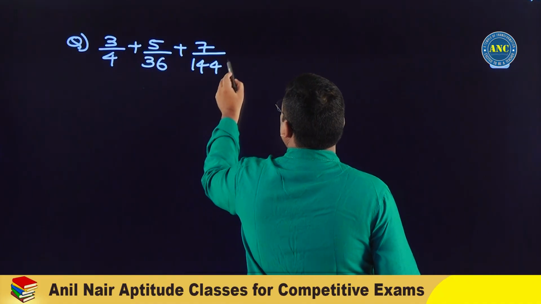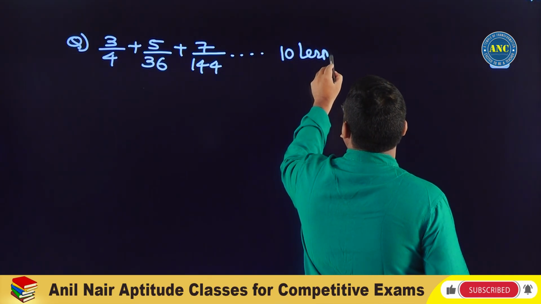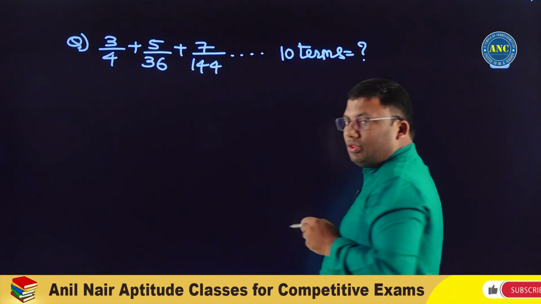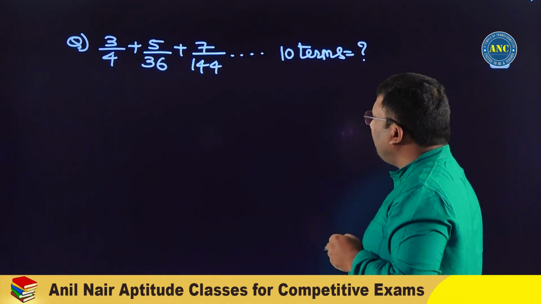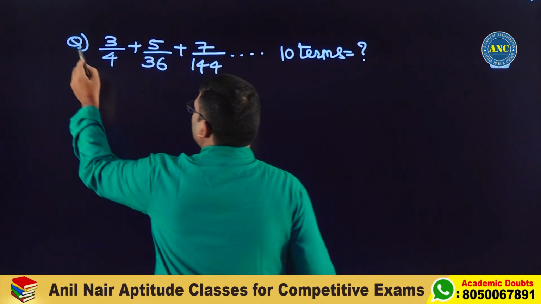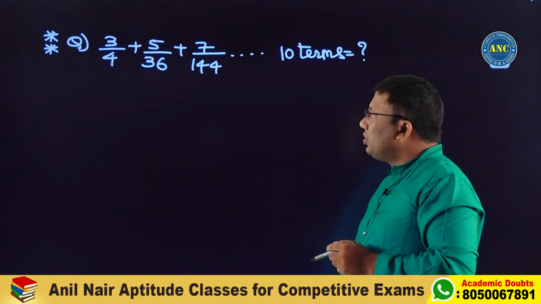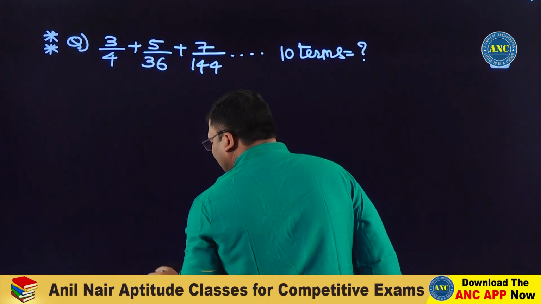7 by 144 and so on up to 10 terms. Its value is equivalent to 3 by 4 plus 5 by 36 plus 7 by 144 and so on up to 10 terms. Please put a star mark here. 3 by 4 plus 5 by 36 plus 7 by 144.